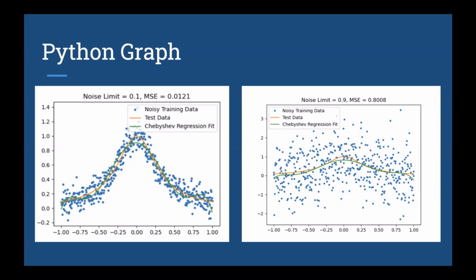On the other hand, you can vary your noise limit, and we have an example of this on the right-hand side. If we varied it all the way to 0.9, an extreme in this case, you can see just based on the graph that this regression model isn't a good fit. And the MSE also proves that by giving us one that's pretty high, that's 0.8.